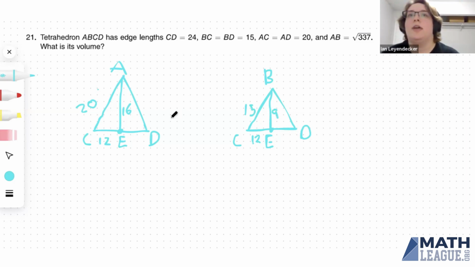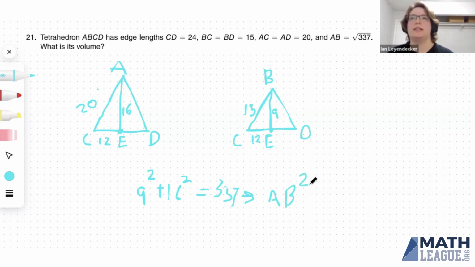And then notice that AE squared plus BE squared is going to be AB squared, because 9 squared plus 16 squared comes out to 337. And 337 is AB squared. What does that tell us? That tells us that AE, BE, and AB form a right triangle, which implies that the planes of the triangles ACD and BCD are perpendicular. That's how we ended up with AE and BE being legs of this triangle.